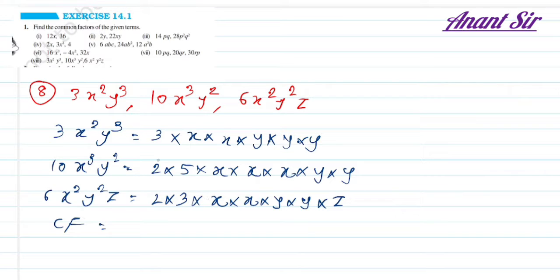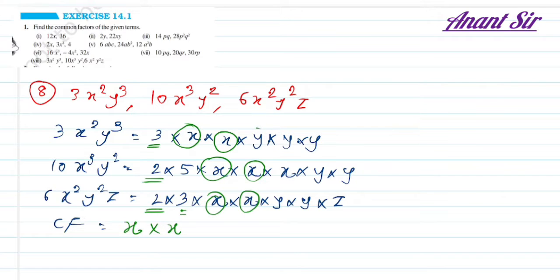Okay. So we cannot take 2 because 2 is only in the second and third term. Similarly, we cannot take 3 also because it is only in the first and third. So I can take x. I am taking one x as a common factor. I can take one more x, so I am writing one more x into x.